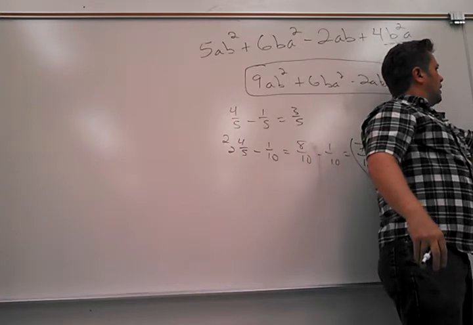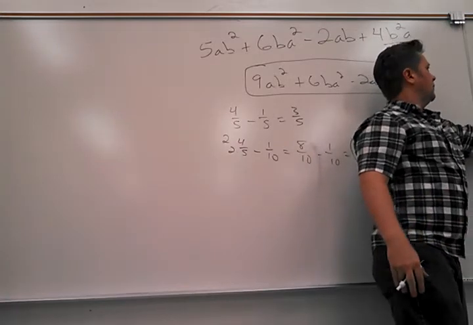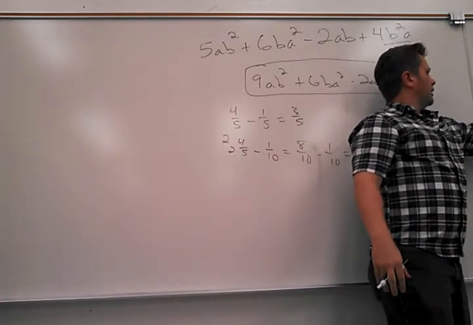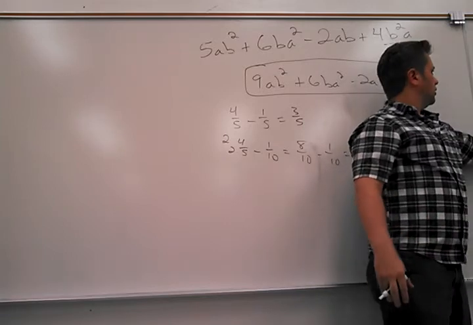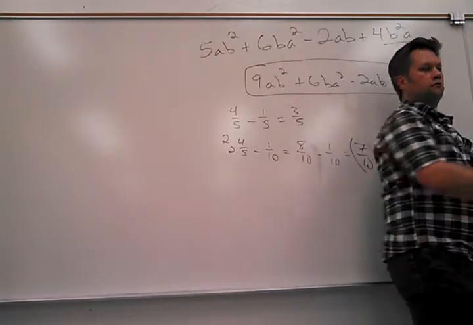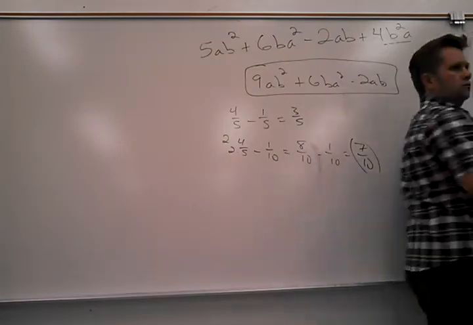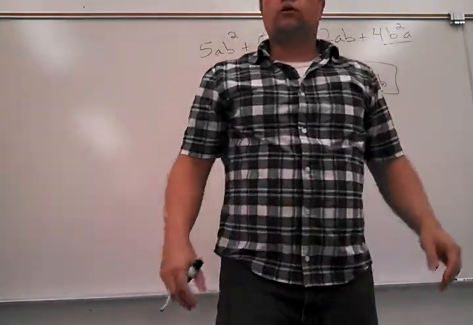Here, x times x squared, they don't have to be like terms. They just have to be like bases, right? x squared means x times x. You put another link on the chain. So now I've got x cubed. Cool. All right, I like it.